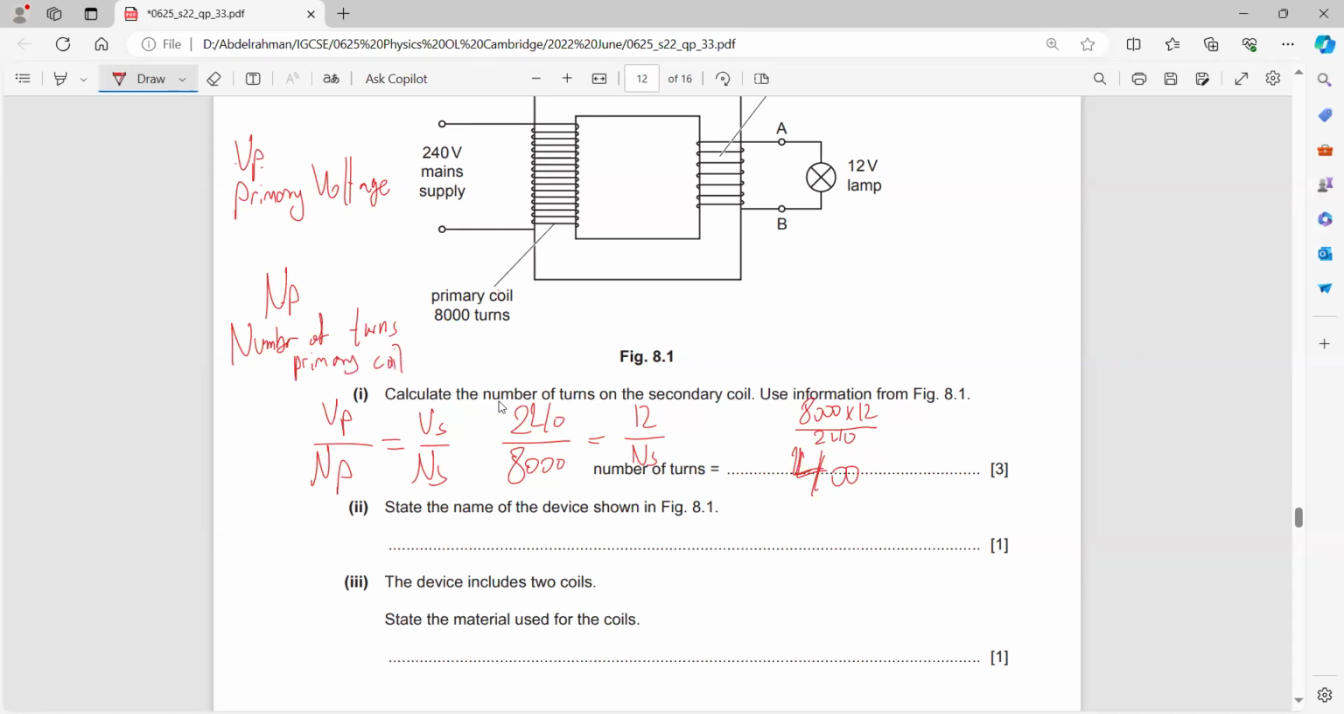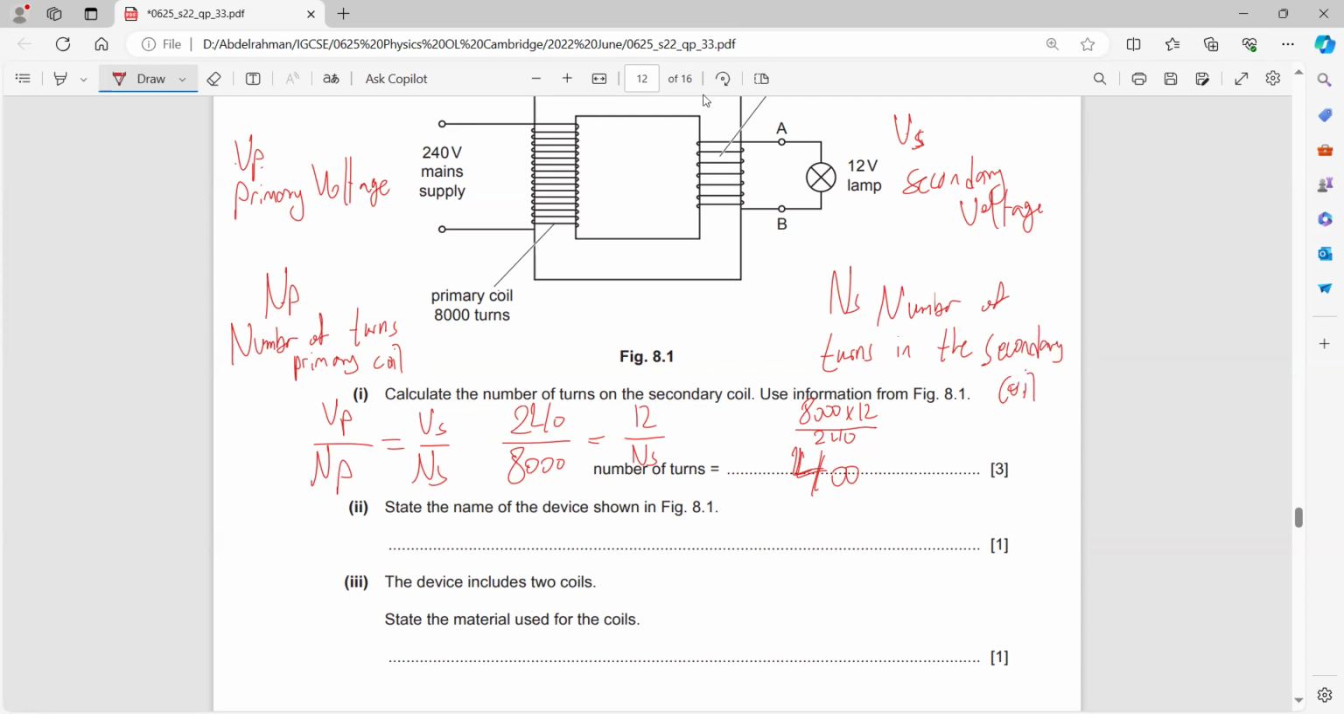VS is the secondary voltage. V means voltage, S means secondary. NS is the number of turns in the secondary coil.